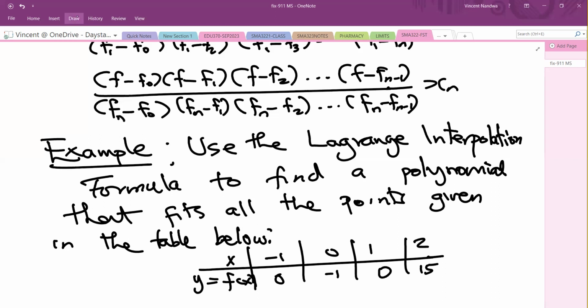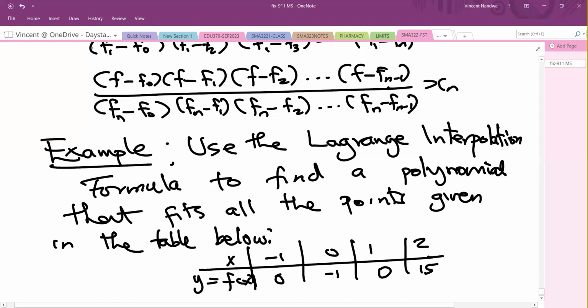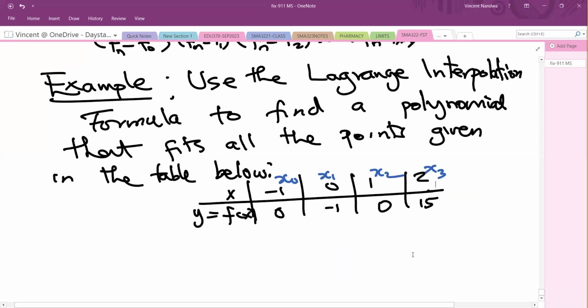So how many points are we given? 4 points. So by default, we label this one as x0, x1, x2, x3. Then x0, then obviously this must be f0, this must be f1, this must be f2, this must be f3.